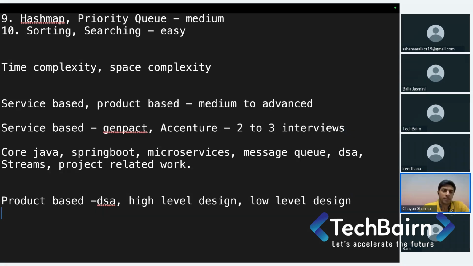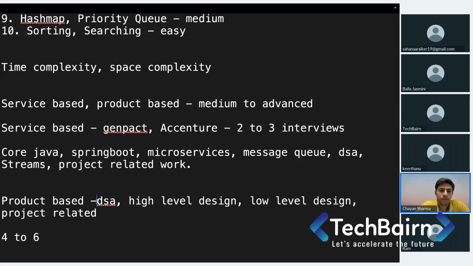On the product based side, since you are working directly for the company, they usually have 4 to 6 rounds of interviews, and they'll be asking DSA at every point, except when the discussion is around your high level, low level, and your project. Project is mostly asked by your managers.